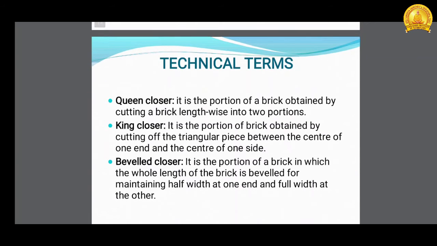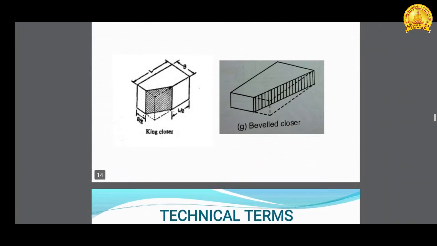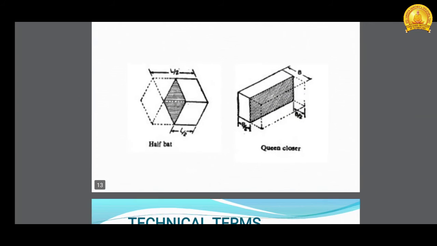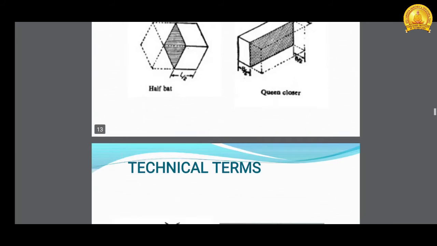Next one is queen closer. It is the portion of brick obtained by cutting a brick lengthwise into two portions. Here we can see the figure of queen closer. From here we can see the brick is cut lengthwise.